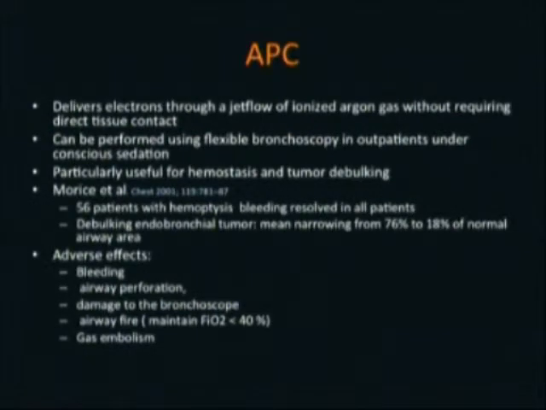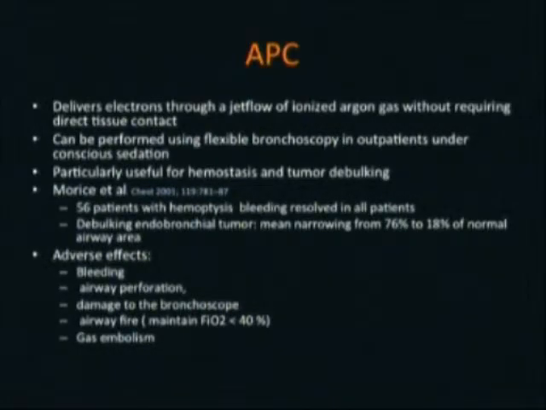APC is interesting because it's cheap compared to laser. It delivers electrons through a jet flow of ionized argon gas without requiring direct tissue contact. So it can be a contact or non-contact therapy. It can be performed using a flexible bronchoscope in outpatient setting under conscious sedation, or it can be used with a rigid bronchoscope. I prefer rigid bronchoscope because, one, you get less wear and tear on the bronchoscope. Repairing a bronchoscope is $15,000. Rigid bronchoscope, you can't destroy them. And you can control better the airway under general anesthesia with a rigid bronchoscope. It's particularly useful for hemostasis and tumor debulking.